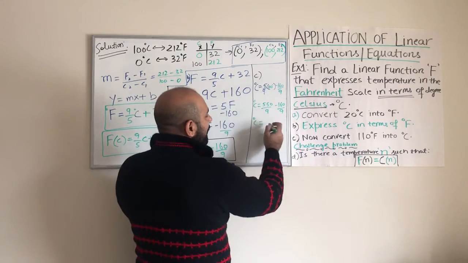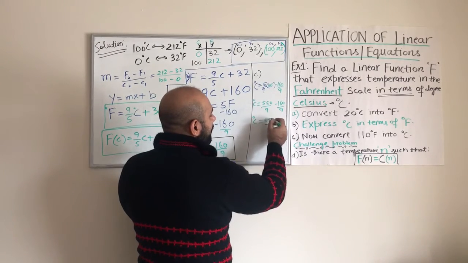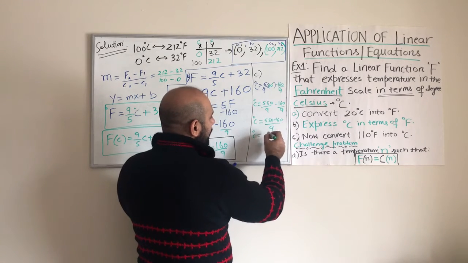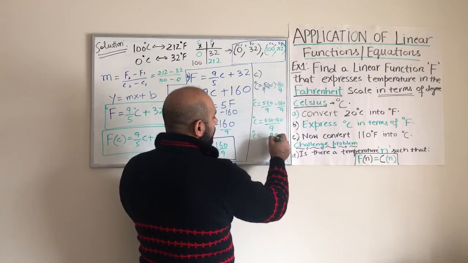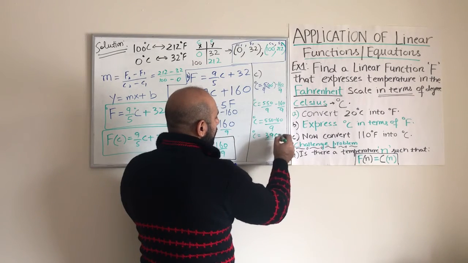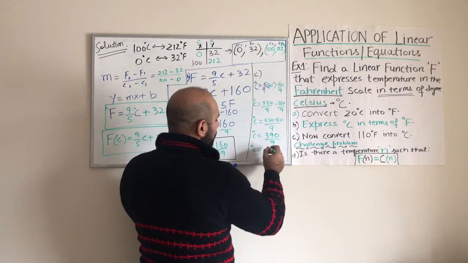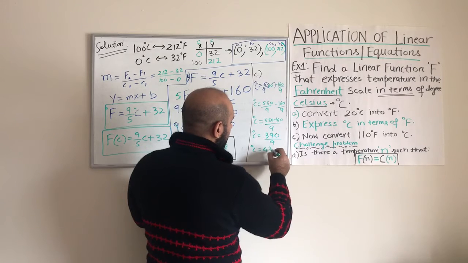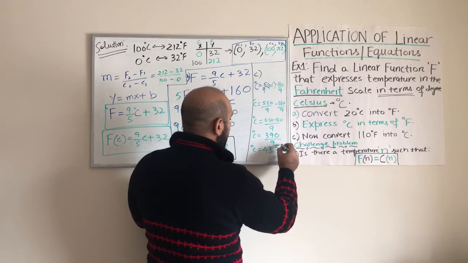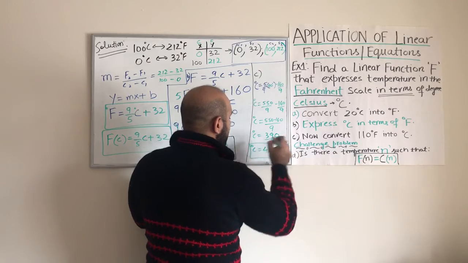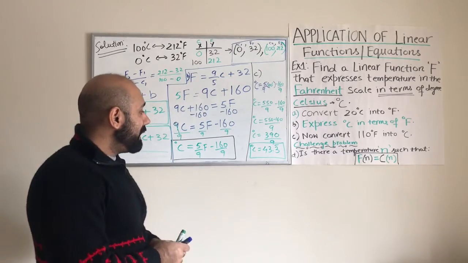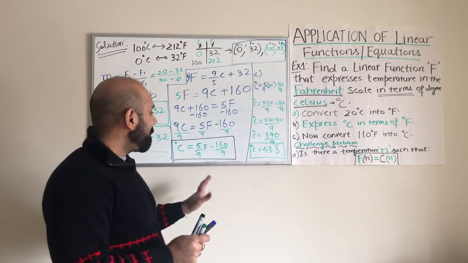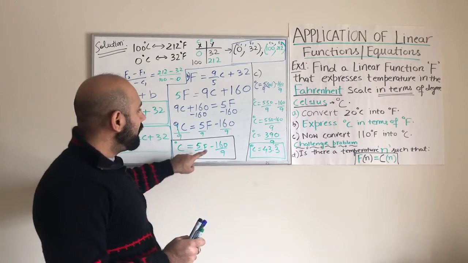So here I have a common denominator, so I'm just going to combine the numerators. 550 minus 160. So degree Celsius equals, when I subtract these, I get 390 over 9. And if you simplify this, it becomes 43.33 repeating, and that is my equivalent temperature in degrees Celsius. Okay, which is too hot for me. So that is B and C.